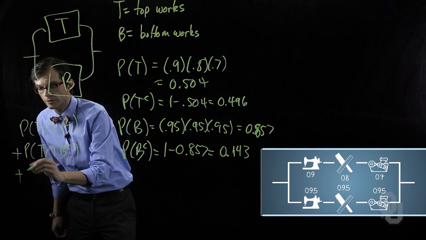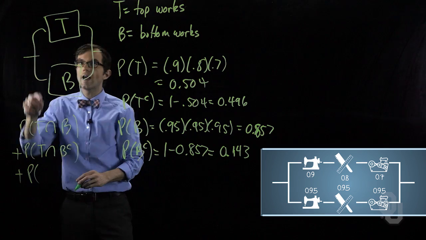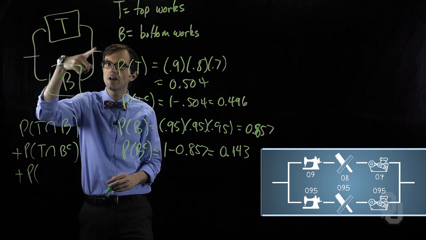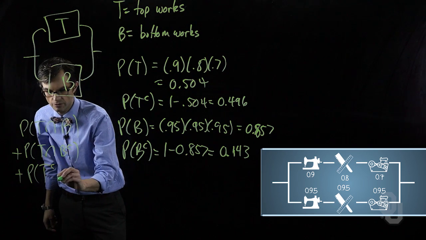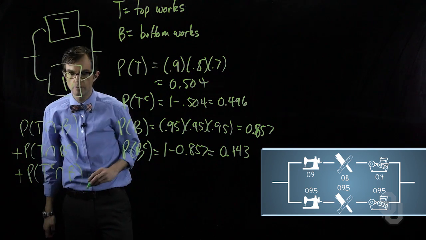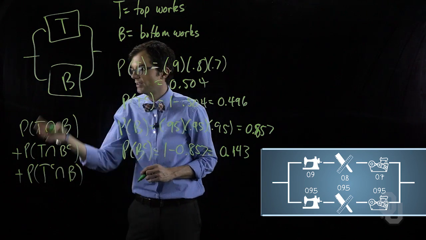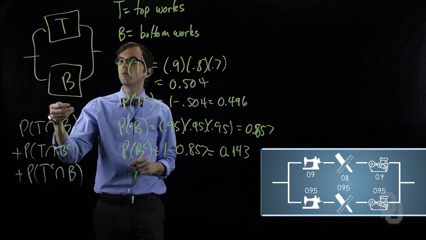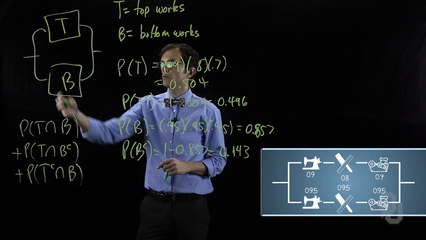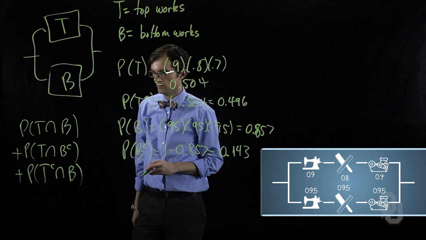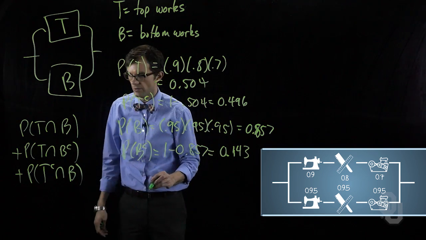And, excuse me, the probability that the top does not work, but the bottom does. If the top doesn't work, we still have this option to get through. So top doesn't, bottom does. If we find this probability, we can find what's the probability that we can get throughput through this shop floor. So let's calculate these individually.